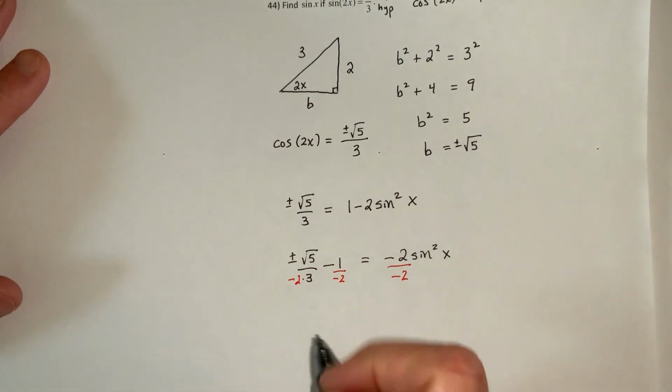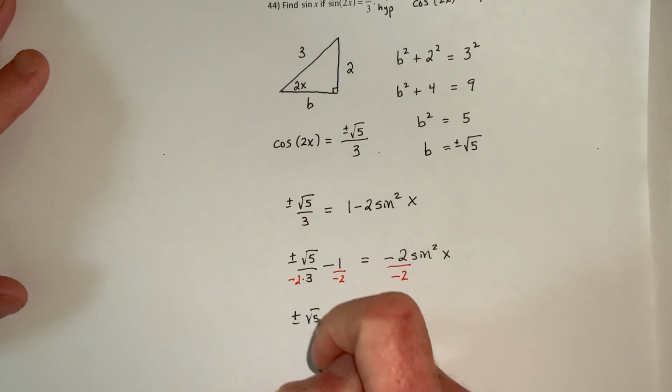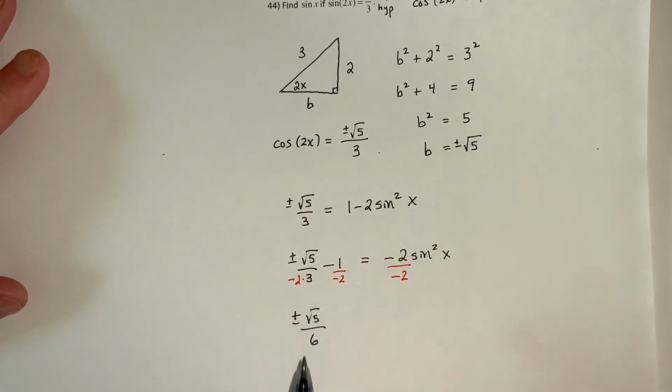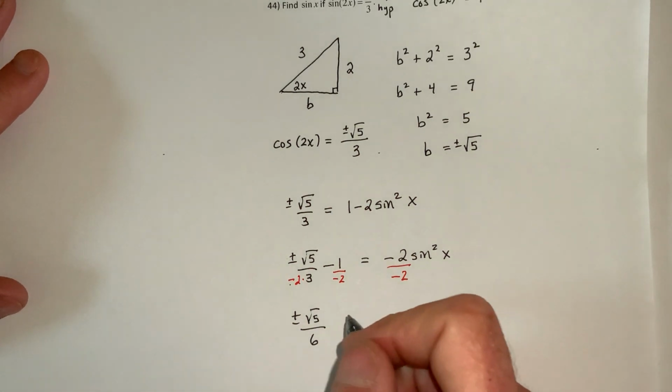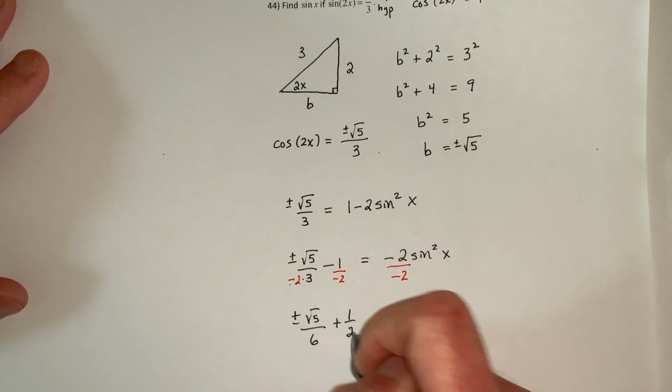So then on the left side, we would have plus or minus the square root of 5 over 6. So this negative right here will switch these. It'll switch the positive to negative and the negative to positive. So that really means you still have a positive and a negative. And then plus a half.